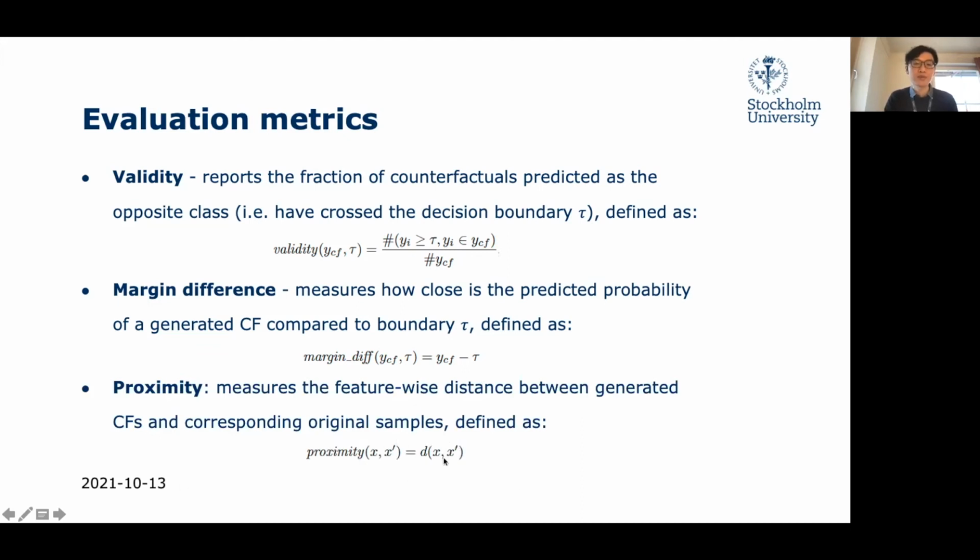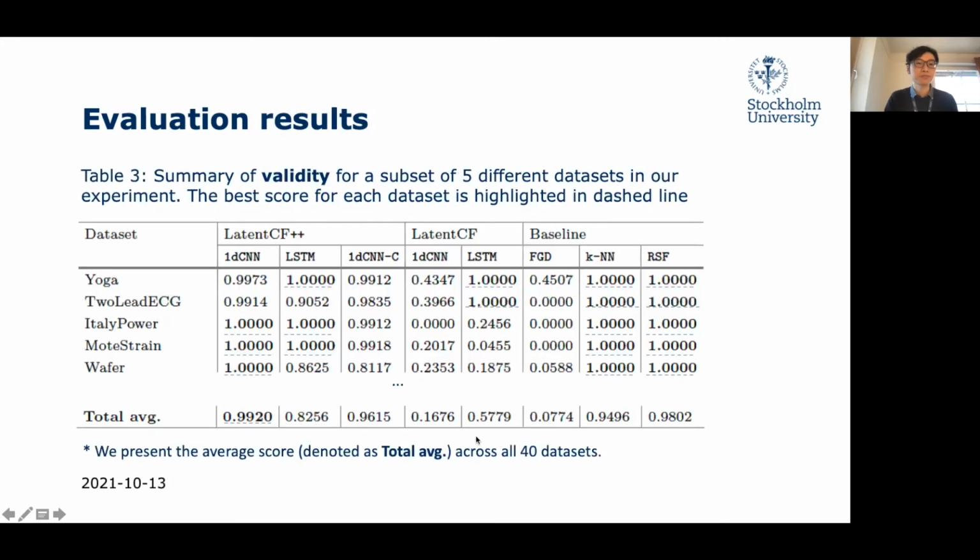And this is simply defined as this distance metric here. So in our experiment, we use Euclidean distance for reporting the proximity. Okay, so let's firstly look at this validity table of 5 different datasets from our experiment. And in the actual paper, we reported 20 different datasets. And here, due to the limitation of the slides, we only report the top 5.